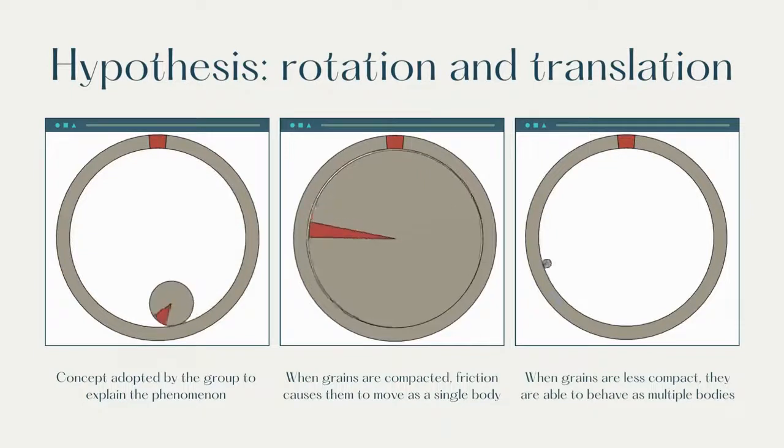As for the top, the body of grains becomes less compact and each grain experiences a higher degree of freedom, behaving as multiple bodies. That way, the clockwise translation of each individual grain is visible. Once frequency reaches higher levels, the friction force no longer keeps the bottom grains together as a single body, and all grains start spinning in the same direction.